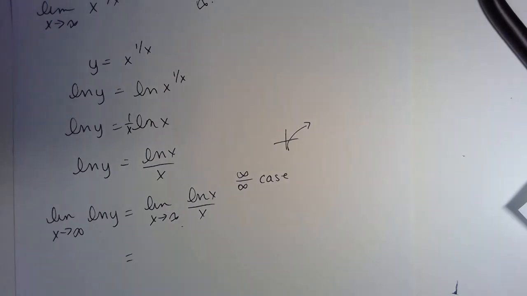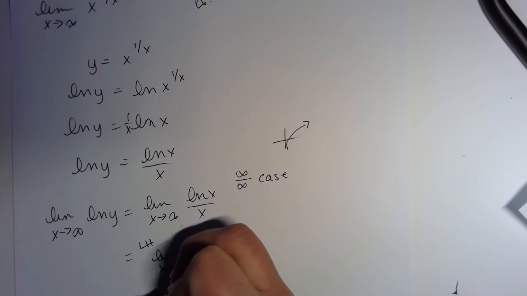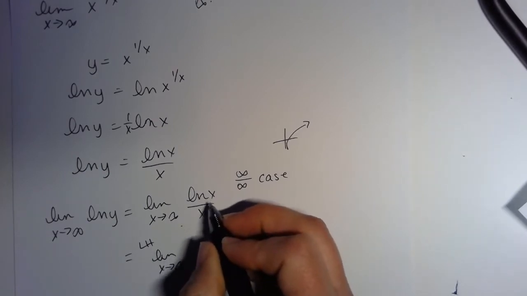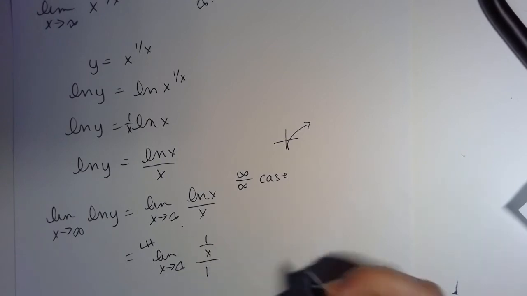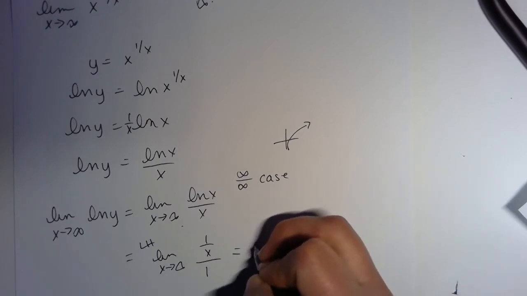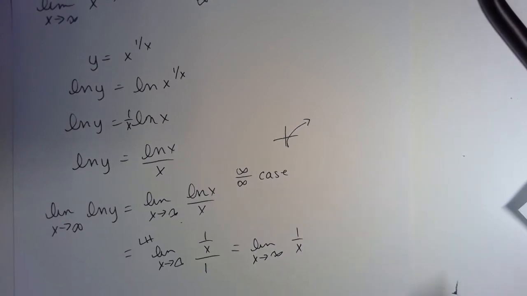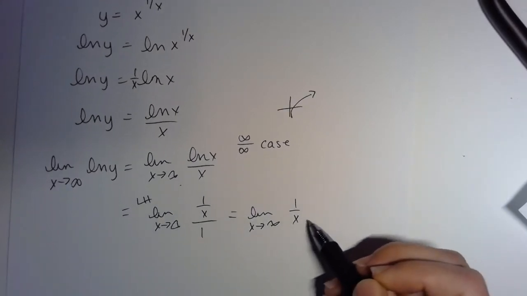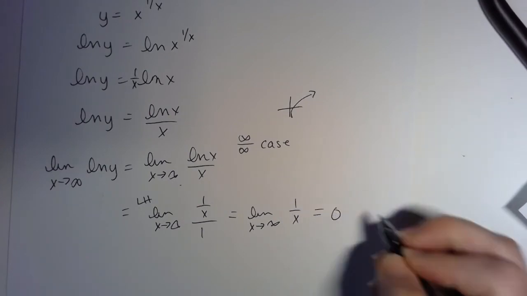So I can use L'Hopital's rule. I'm going to L'Hopital it and say the limit as x approaches infinity. The derivative of natural log of x is 1 over x. The derivative of x is 1. So now I have the limit as x approaches infinity of 1 over x. And we've done this before. Whenever I plug in infinity, if I have a constant divided by infinity, this is 0.